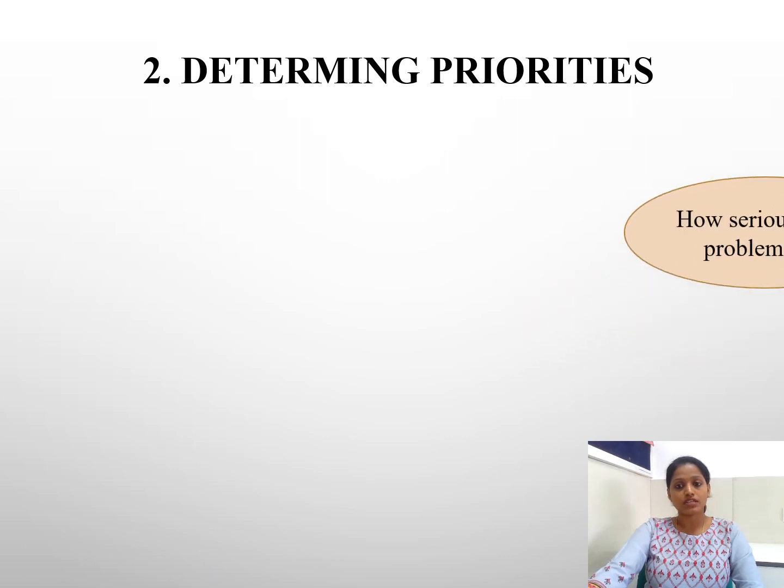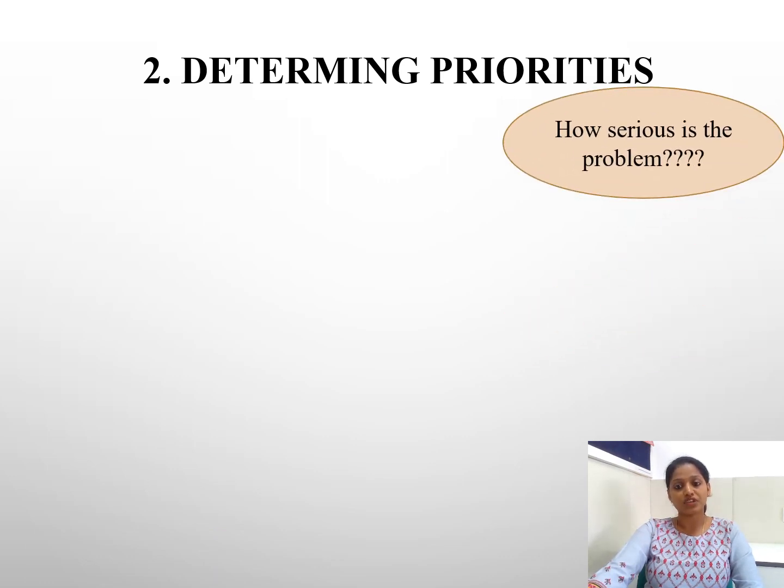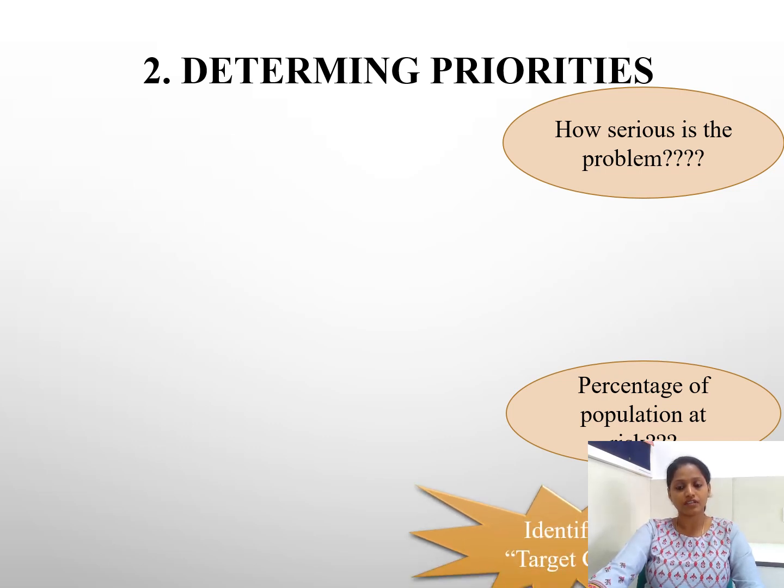While setting priorities, the planner must ask the questions such as how serious is the problem, the percentage of population at risk in order to identify the target group. For example, if more children are affected with dental caries, then the plan should be designed to address the problem of dental caries only.